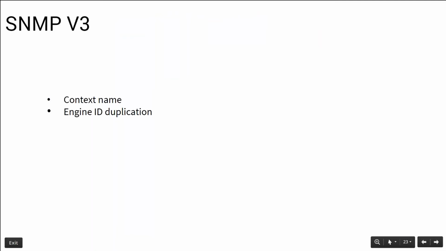And here is another top reason for SNMP v3 not collecting the data: engine ID duplication. According to SNMP standards, the engine ID should be unique for each network device. But we have encountered problems in customers' environments where they monitor a group of network devices, but most of the devices share the same engine ID. In that case, you cannot monitor the device if the engine ID is duplicated.